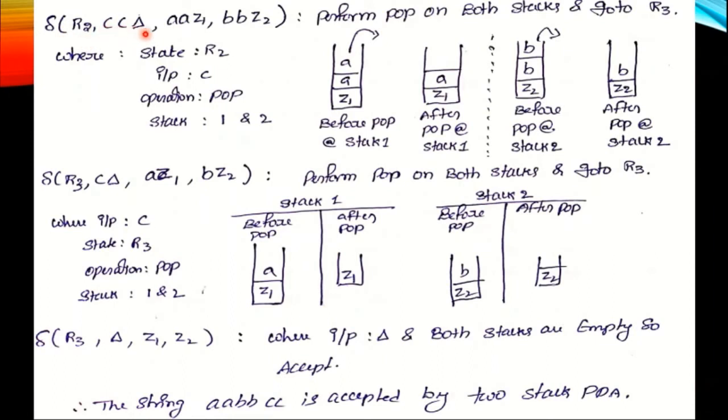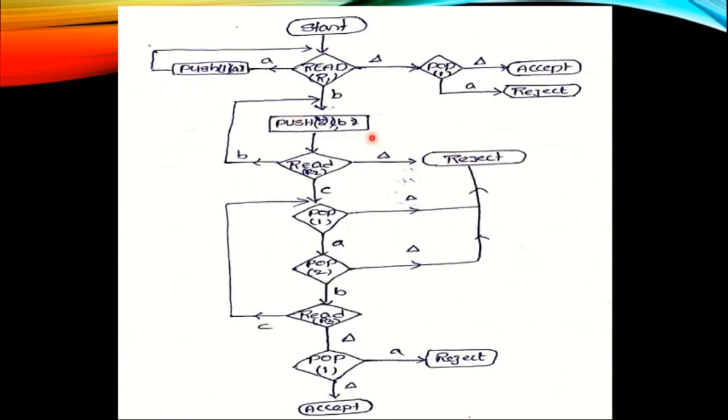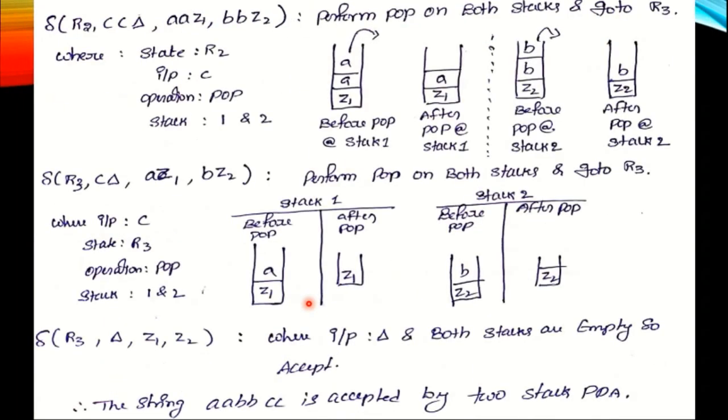Now, as per our pushdown automata, from R2 when the input is C, we perform a pop operation from stack 1, a pop operation from stack 2, and go to R3. Here this is the stack 1 configuration and this is the stack 2 configuration. Currently we are at state R2, the input is C, and we are performing the pop operation on both stacks. So what is the initial configuration before performing the pop operation at stack 2? This is the configuration.